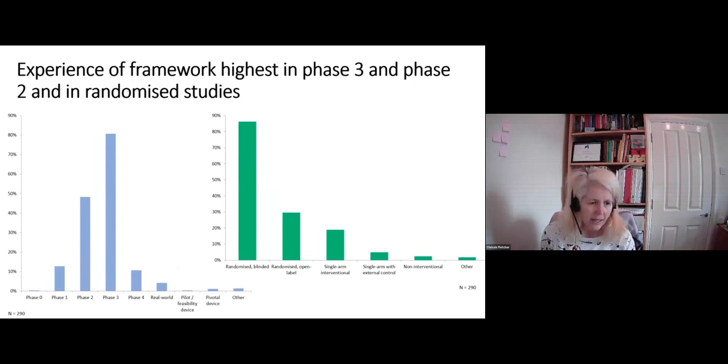Most of the experience had been in the later phase trials, so phase 2 and phase 3. That wasn't a surprise because E9 is covering all statistical trials. There is a focus on confirmatory trials, but all the principles are applicable to all types of trials, including interventional and non-interventional. And you can see that the majority of the application has been randomized, but there has been some application, and this was a year ago now, in either single arm trials and non-interventional, but a small proportion at that point.